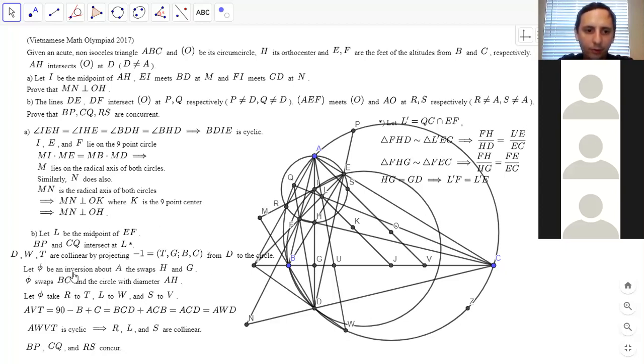And then I used inversion. So we found an inversion about A that swaps B and F, H and G, C and E. And that inversion takes L to W. So we want to show it takes R to T, it takes S to V, takes L to W. So showing that R, L, and S are collinear is the same as showing that A, T, W, V is cyclic. And then we did an angle chase here, and that was pretty much it.